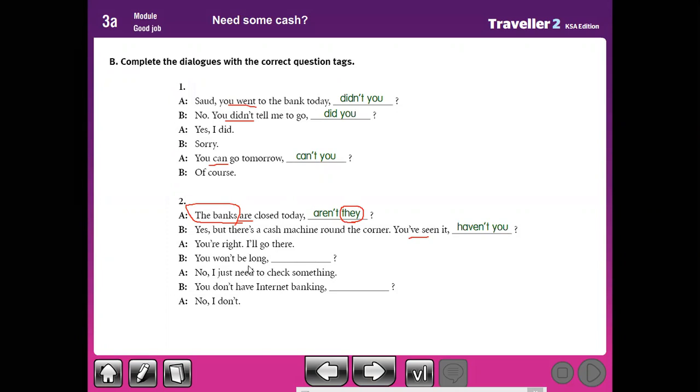Number 6, you won't. Here, pay attention to this verb. Won't here is the contraction of will not. This is the short form of will not. So we use will. Won't changes into will, and you as it.